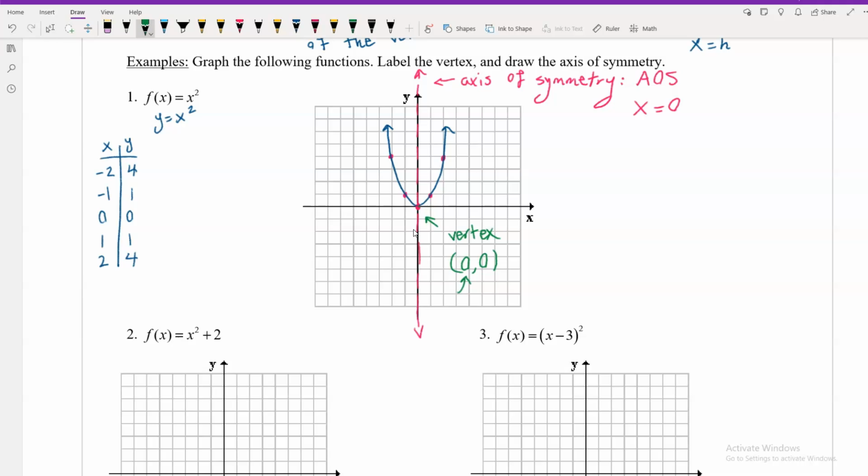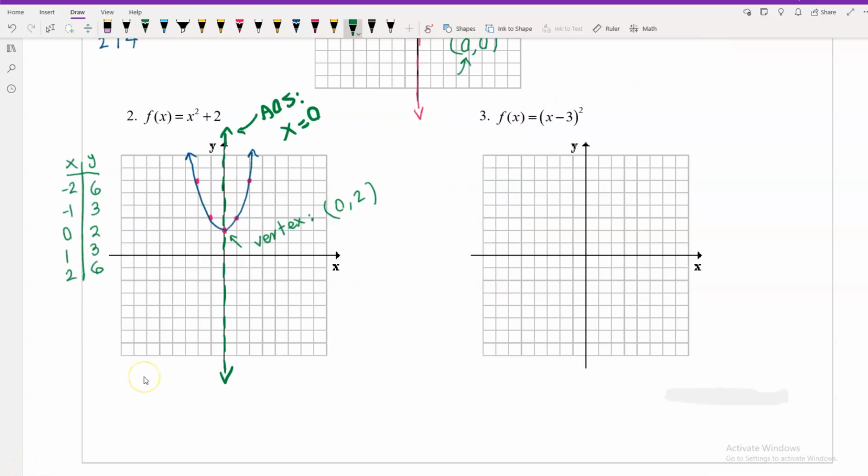Number 2, f of x equal to x squared plus 2. So here again I have -2, -1, 0, 1, 2 for x. So we have -2 squared plus 2, that is 6. -1 squared is 1 plus 2 is 3. 0 squared is 0 plus 2 is 2. 1 squared plus 2 is 3. And 2 squared is 4, 4 plus 2 is 6.